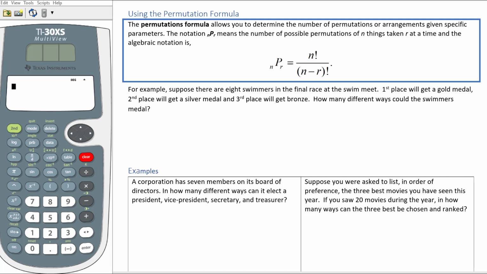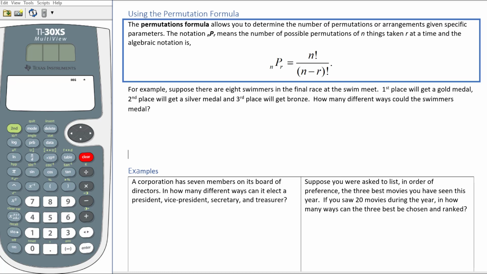Next, we're going to do some examples using permutations. Now, we could use the fundamental counting principle for all of these permutation problems, but there's a shorter way of doing it using the permutation formula, which allows you to determine the number of permutations or arrangements given specific parameters. The notation nPr means the number of possible permutations of n things taken r at a time, and the algebraic notation is nPr equals n factorial divided by n minus r factorial.